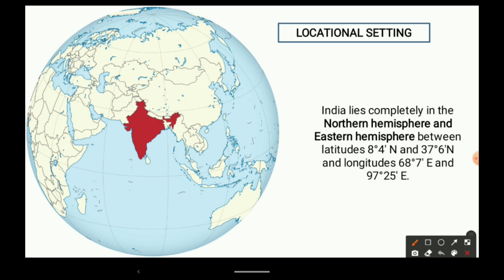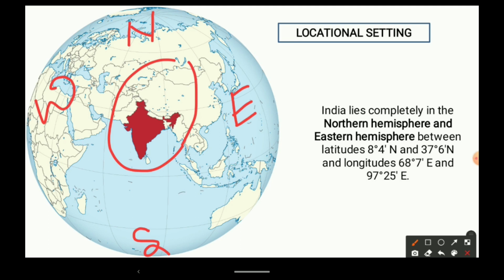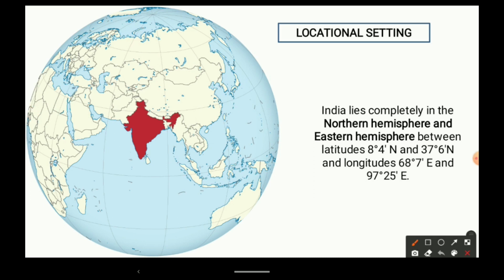If we divide our globe into hemispheres, this is the northern hemisphere, this is southern, this is eastern and western, where is India exactly located? As a country, we are completely located in the northern hemisphere, and longitude-wise, we are in the eastern hemisphere. What is our extent? Our latitudinal extent is about 8 degree 4 minutes north to 37 degree 6 minutes north, and our longitudinal extent is about 68 degree 7 minutes east to 97 degree 25 minutes east.